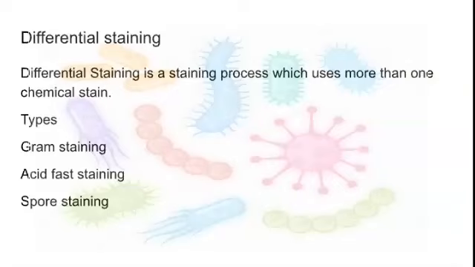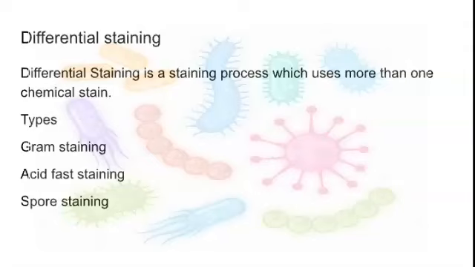The next one is differential staining. Differential staining is a staining process which uses more than one chemical stain. So you use different stains in one process. We say it is differential staining. These are more popular and we need to know more about this.